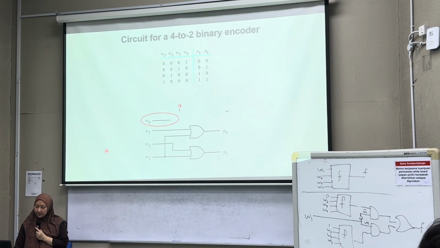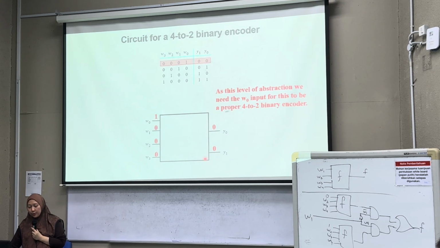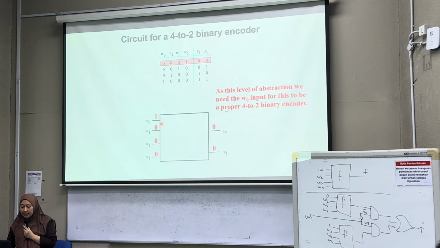Now here, this is my circuit. You see that W0 is floating here. Why is that so? I need this because I want to use a 4 to 2 binary encoder, so I have to include W0, but you cannot keep it floating. You need to assert a number onto it, either a 1 or a 0.